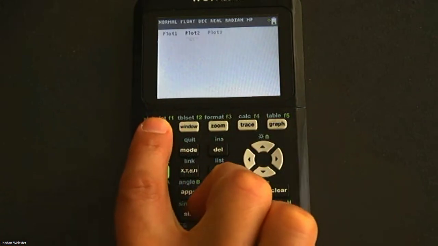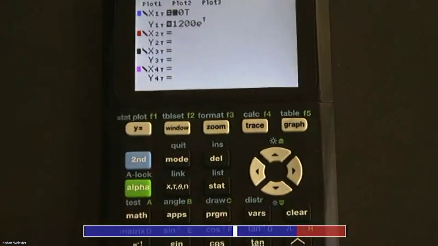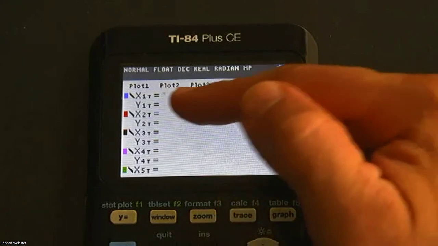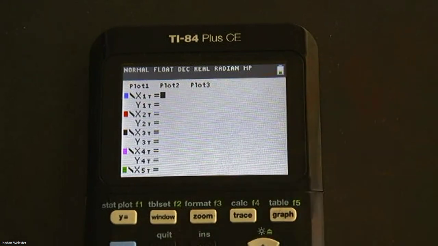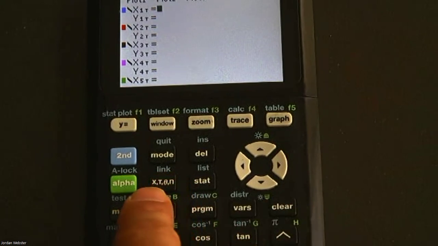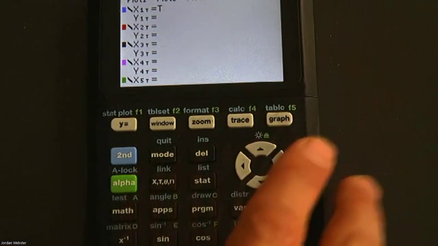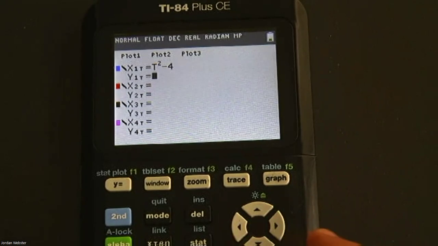We hit y equals now, and instead of getting y equals, we end up getting this look. Basically, each pair of equations sets up a parametric equation for us. So if you recall, we had our x as t squared minus 4. Since we're in parametric mode, the variable key has x on it if I'm in function mode, but it has t on it if I'm in parametric mode. So it'll say t and then squared minus 4. That was my x value.